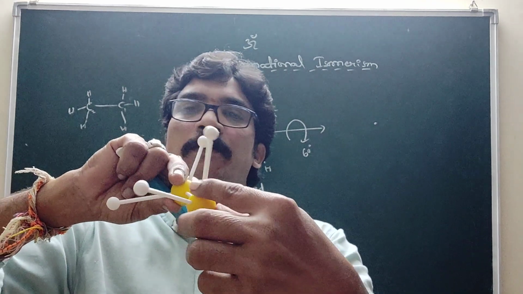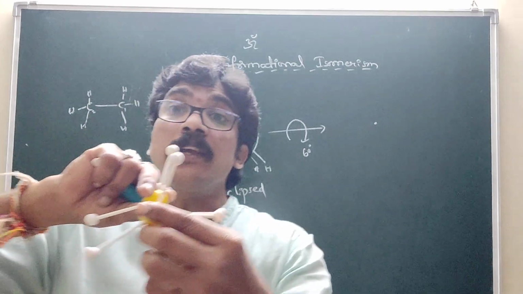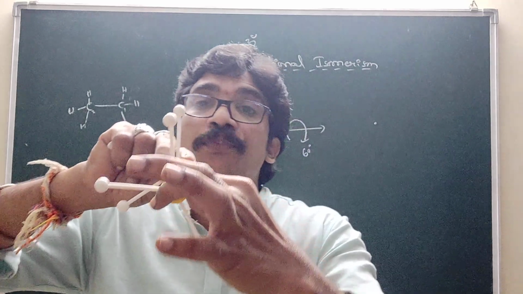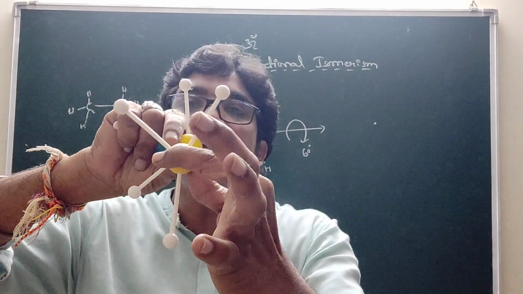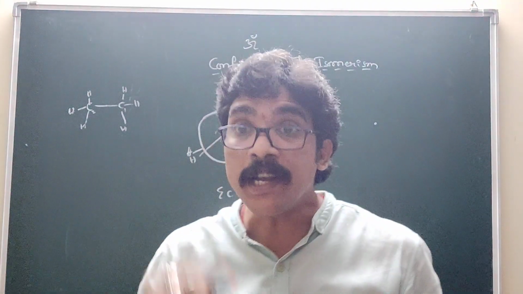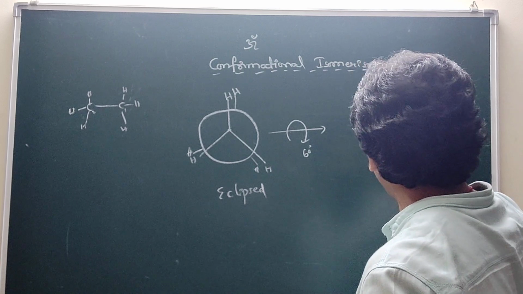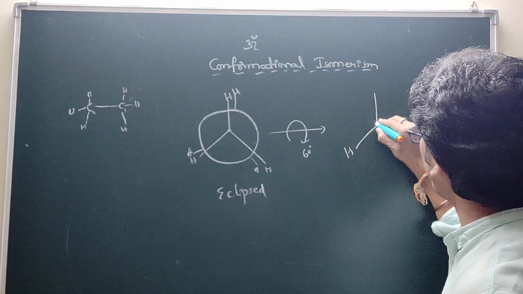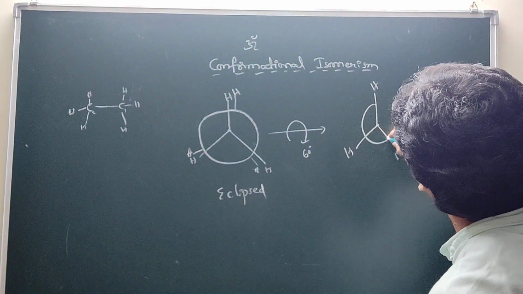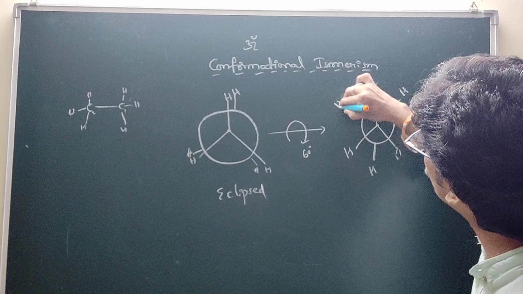There are so many conformers possible for ethane, for every angle. But if you rotate exactly 60 degrees, one atom is fixed and another atom is rotated. This is the front carbon, containing hydrogen, hydrogen, hydrogen. If you rotate it by 60 degrees with the back carbon, then one hydrogen is observed here, another hydrogen here, another hydrogen here.